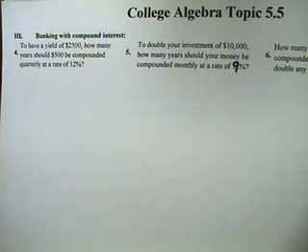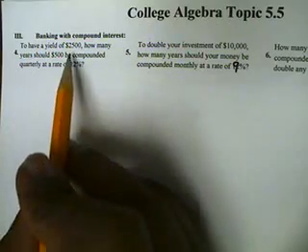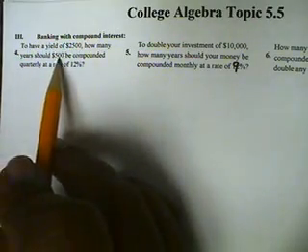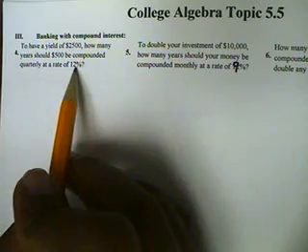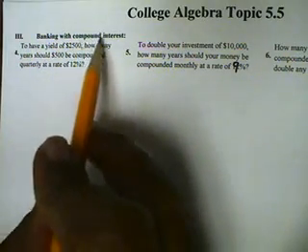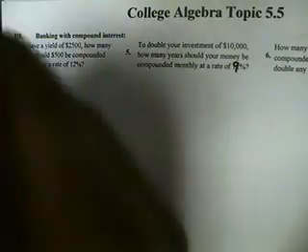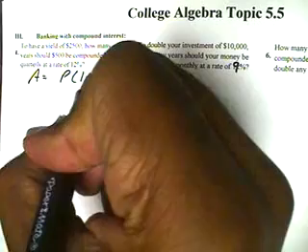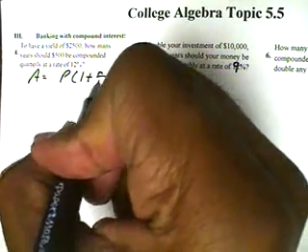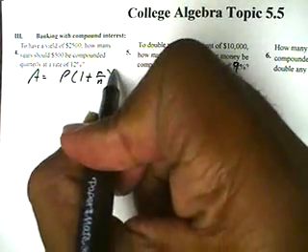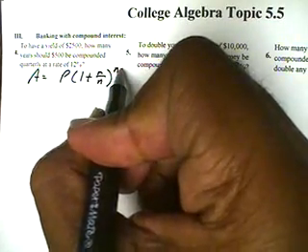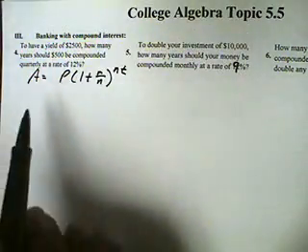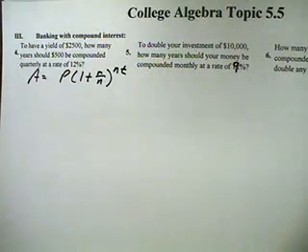College Algebra, Topic 5.5. We're banking now with compound interest. Number 1. To have a yield of $2,500, how many years should $500 be compounded quarterly at a rate of 12%? Well, the compound interest formula would be A equals P times the base of 1 plus R, the rate, divided by N, the compounding, all to the power of N times T. This will give us our compound interest.